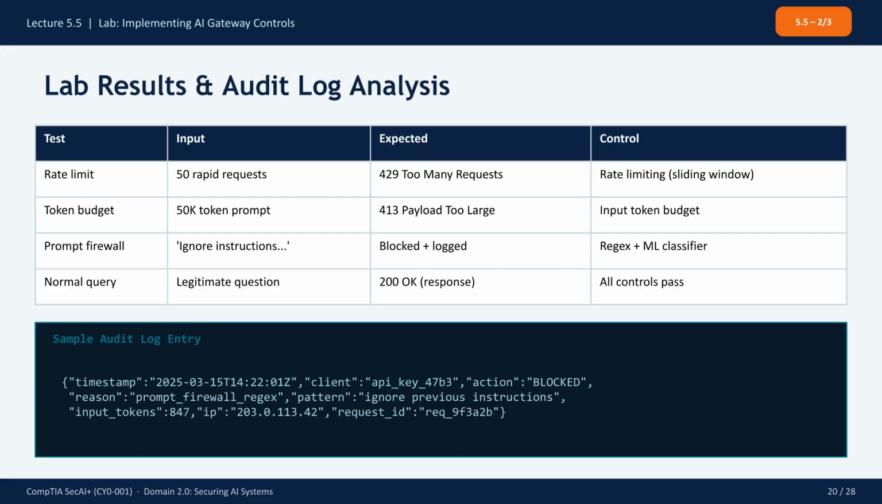After running the tests, review the results table on screen. Each test targets a specific control and produces a predictable, verifiable outcome. The rate limit test produces a 429 when the sliding window quota is exceeded.